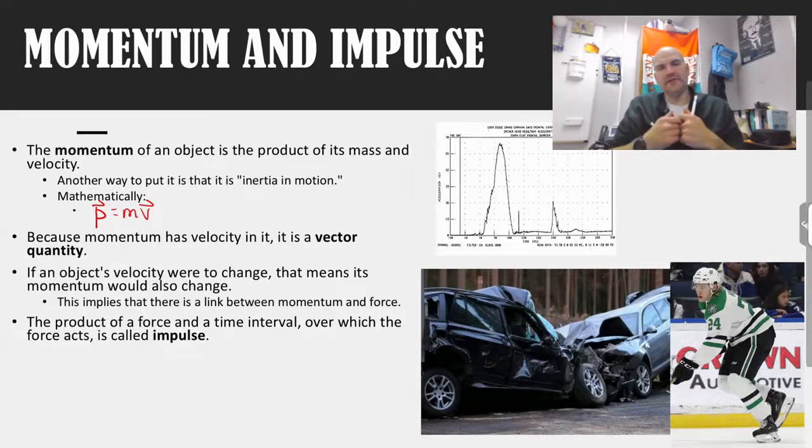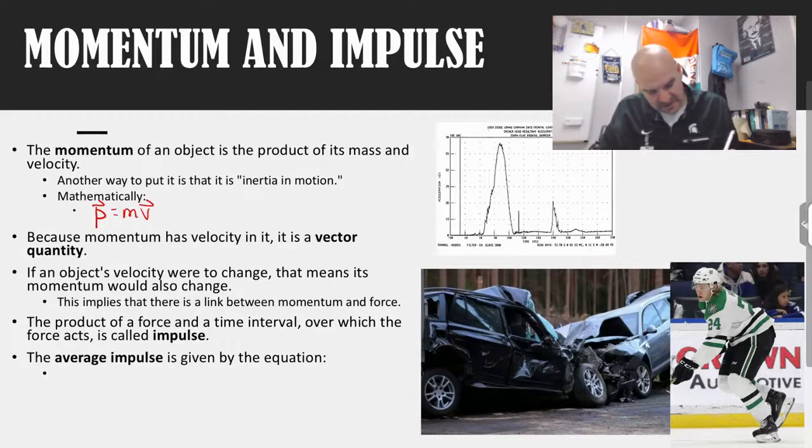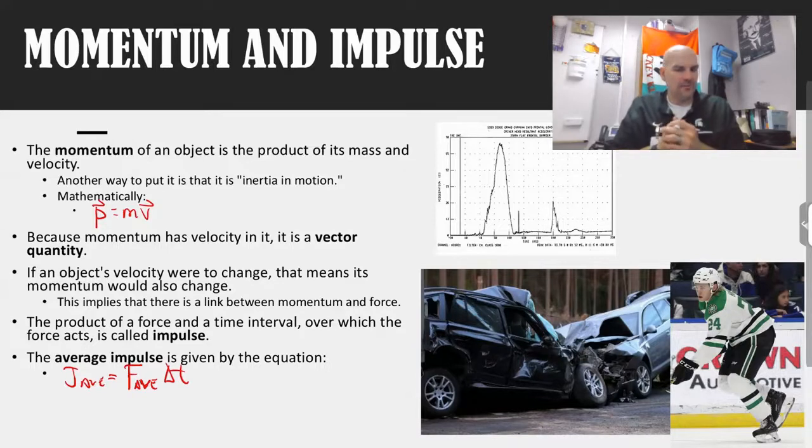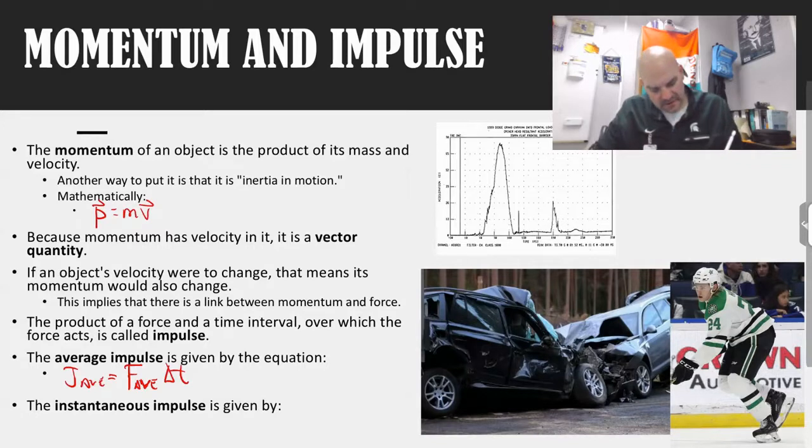Now, just like we've been doing throughout this course, I'm going to distinguish between average and instantaneous. Average is something that you would have done in an algebra-based course. Instantaneous is something we do here in a calculus-based course. So the average impulse is simply the average force times the time interval. Again, this is more of our algebra-based look at it. When we talk about the instantaneous impulse, it is the integral of F dt.